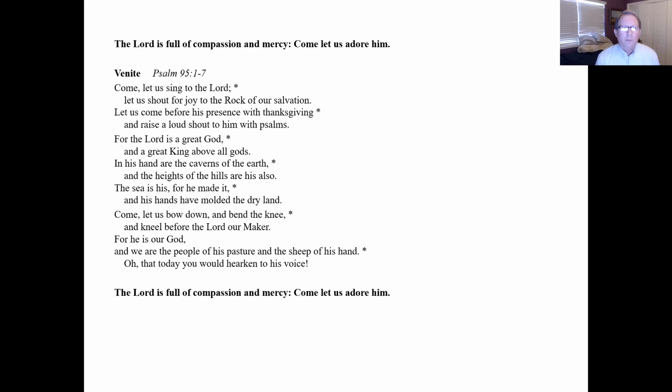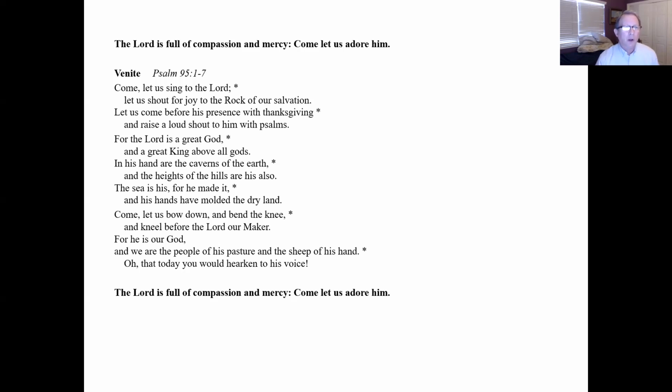Okay, good morning. First we say together, the Lord is full of compassion and mercy. Come, let us adore him. So we're going to chant the Venite this morning. I will chant the first verse. It's a simple hymn chant tune. So I'll chant the first verse and then start over, and you can either join me in chanting or speak it if you prefer.